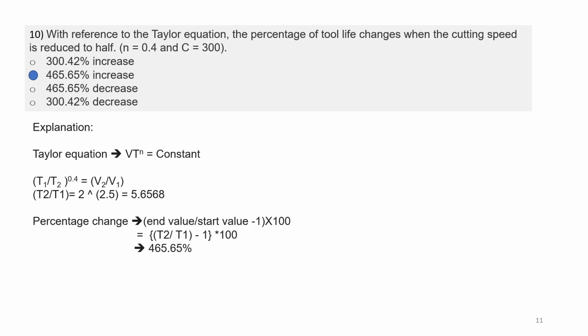From this you can get (T1/T2)^0.4 = V2/V1. Cutting speed is reduced to half, so T2/T1 will be 2 to the power 2.5. Okay, so it will be 5.65, and the percentage change can be given as end value upon start value minus 1, multiplied by 100. So T2/T1 is already there, so it will be 4.65 times 100. So it will be 465.65%.